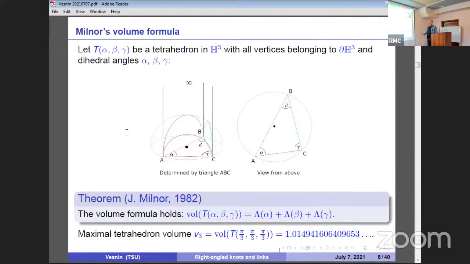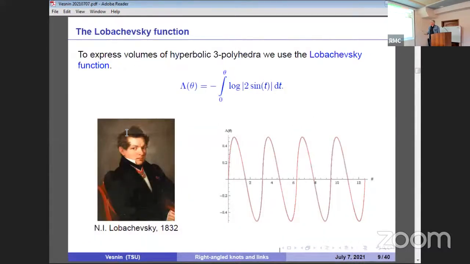So we have alpha, beta, and gamma, three Euclidean angles, and their sum equals pi. So there are only two parameters, and it is easy to understand when you obtain the maximal volume. You obtain the maximal volume of an ideal tetrahedron, with all vertices at infinity, if all angles are equal to pi over 3. In this case, we have something like 1.01 and so on. It's a constant, which you usually denote v3. This is the volume of the maximal possible tetrahedron in hyperbolic space. And this is the Lobachevsky function, which we use to calculate the volume. It's kind of a logarithmic function.